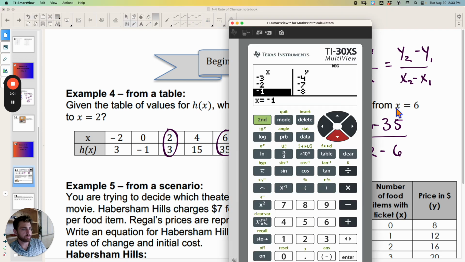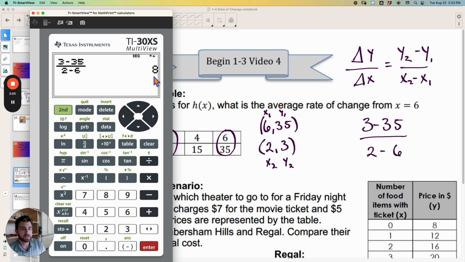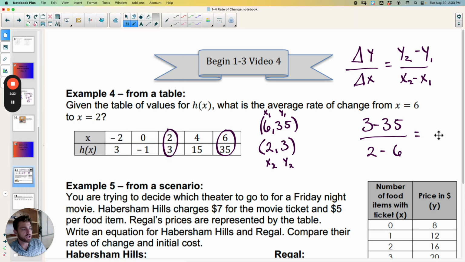In this one, I'm just going to plug straight into my calculator. So let me pull my calculator out, and we'll just use the n over d function. So we'll do n over d, 3 minus 35 over 2 minus 6. Hit enter, and that gives us 8. So the rate of change is 8, or you can think of it as 8 over 1, with the rise being 8 and the run being 1.